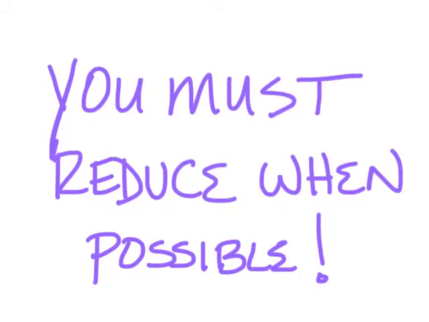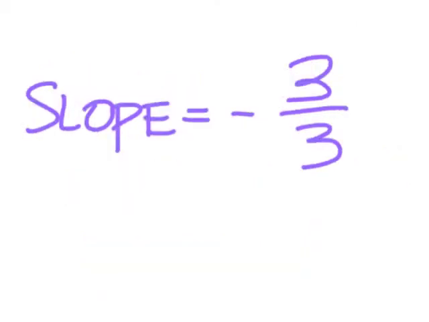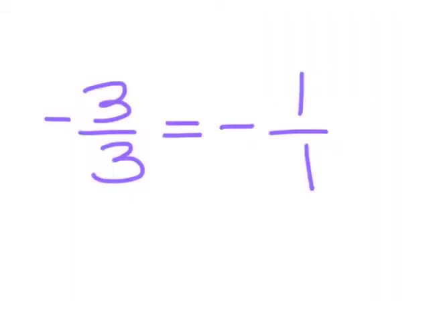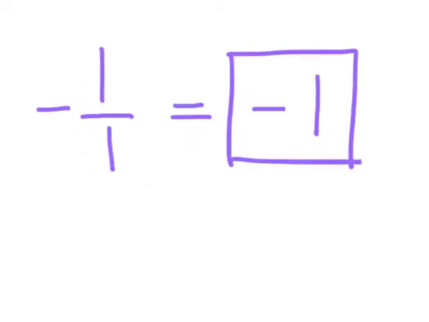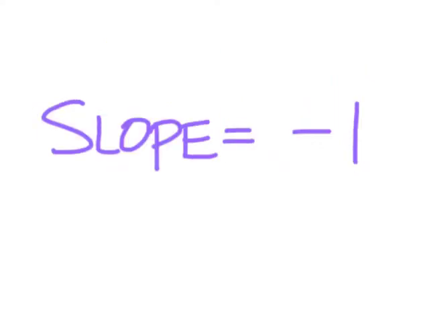But there's something more you have to look at. You must reduce when possible. You can't leave something as negative 3 over 3. So if the slope is negative 3 over 3, what does it reduce to? It reduces to negative 1 over 1, but that's not the final answer. Negative 1 over 1 is negative 1.